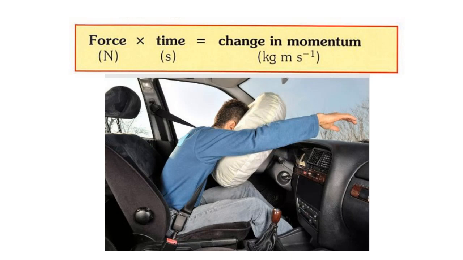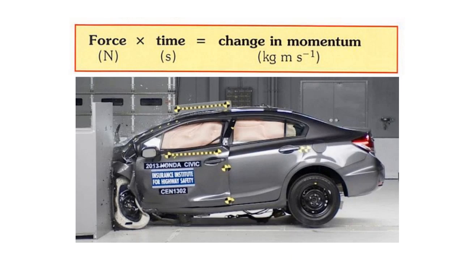In a car crash, increasing the time over which a force is applied can reduce the force experienced. The crash test image shows a car hitting a barrier. The front of the car has a crumple zone, an area designed to compress, slowing the impact and spreading the force over a longer time, reducing injury risks by managing the change in momentum more safely.